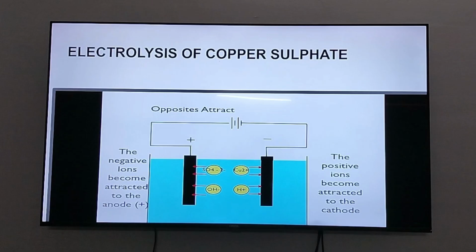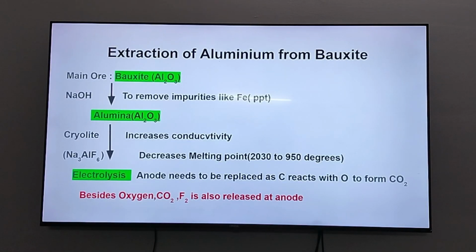The second application is extraction of aluminium from bauxite. Aluminium is the most abundant metal used worldwide. Why? Because aluminium always has an oxide layer, hence it is safe to be used for packaged food. The packaged food delivered by Zomato is generally given in an aluminium foil. Aluminium is found in the Earth's crust in the form of an ore called bauxite. Bauxite is chemically aluminium oxide, but there are a lot of impurities in it.